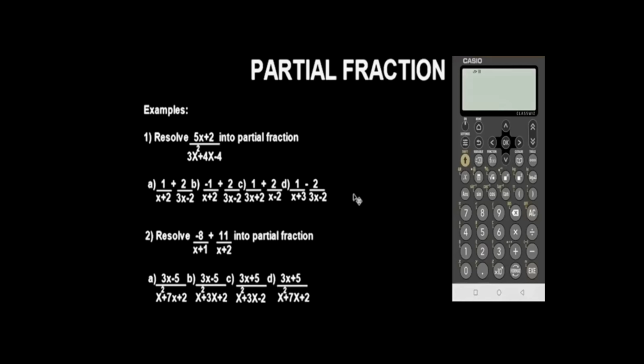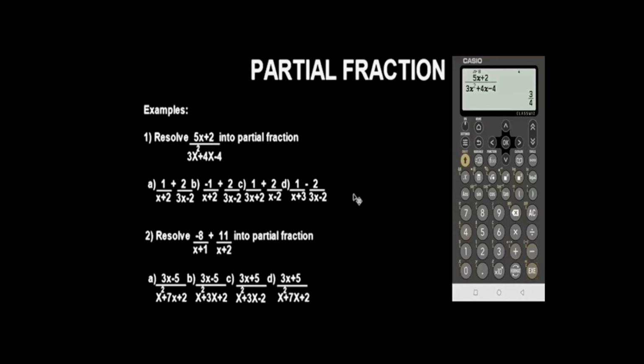Say resolve this expression into partial fraction: 5x plus 2 over 3x squared plus 4x minus 4. So it's in fraction. It's very straightforward. Press 5x, press shift and this button, 0, plus 2 over 3x squared plus 4x, shift on this button, minus 4. So that's it guys. Press execute.